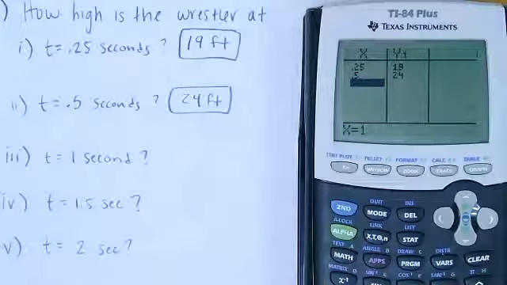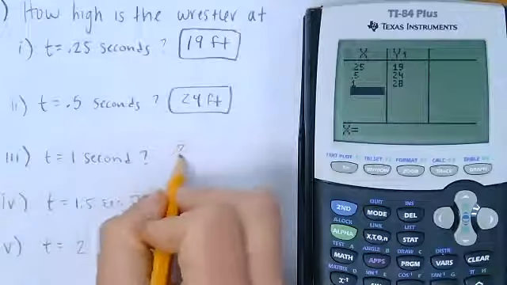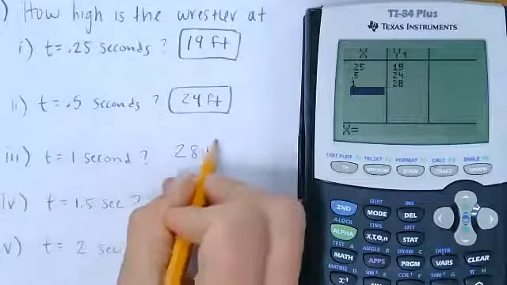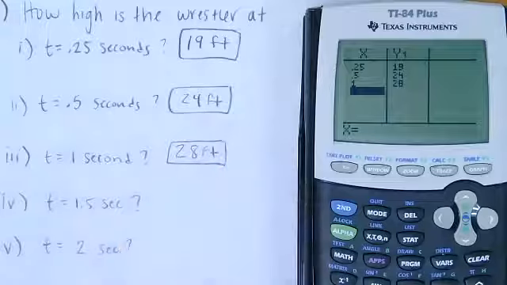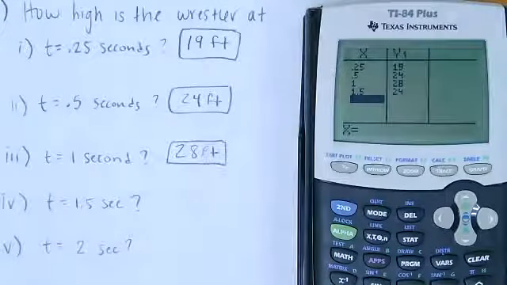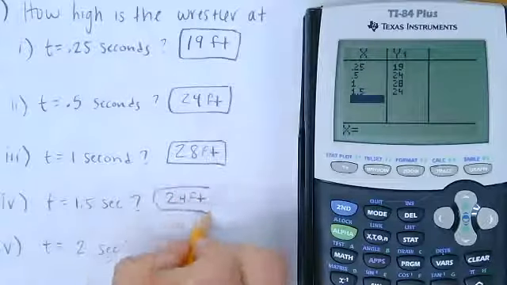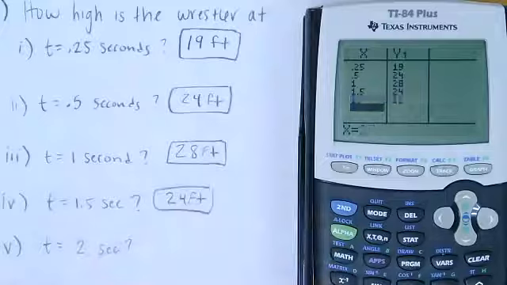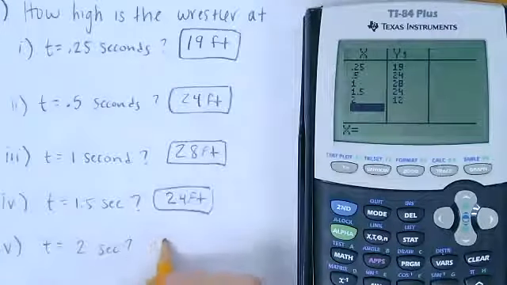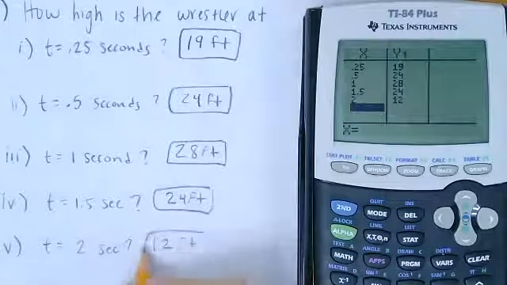Let's try 1 second. The wrestler's at 28 feet, which we actually knew was our max, right? At 1.5 seconds, we should be lower than that. Yes, we are at 24 feet. And how about at 2 seconds? Looks like the wrestler's coming down at 12 feet.